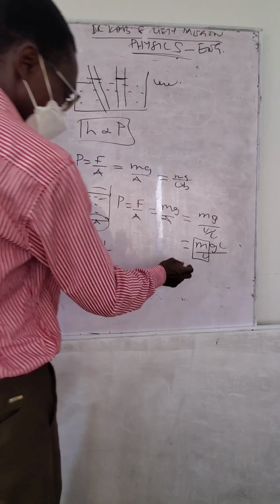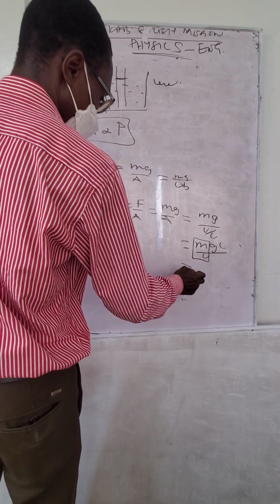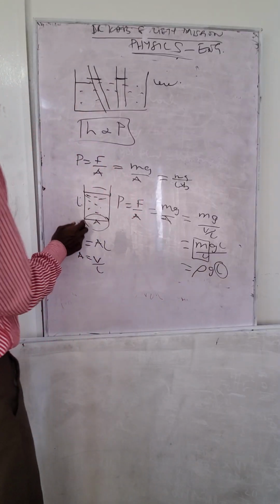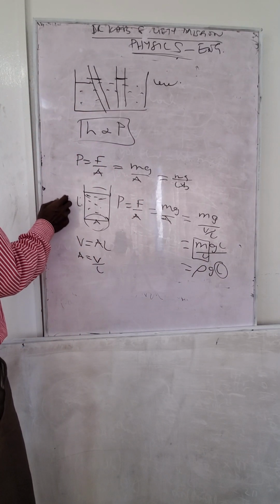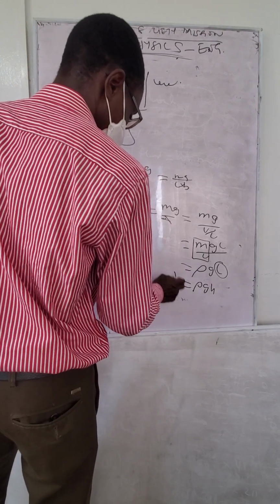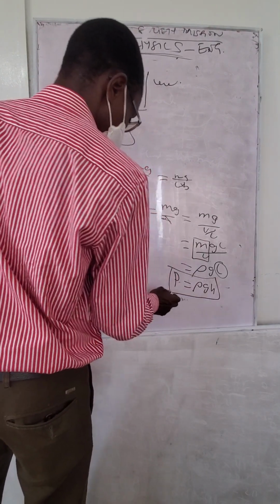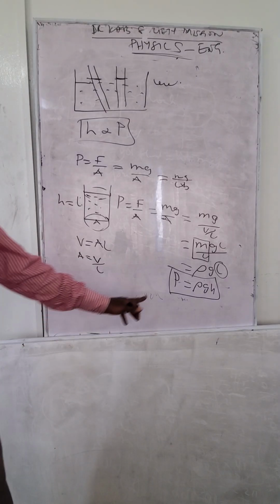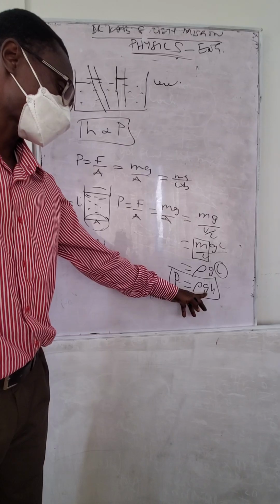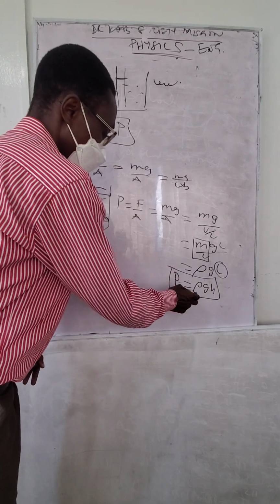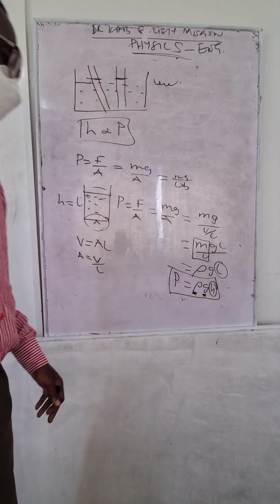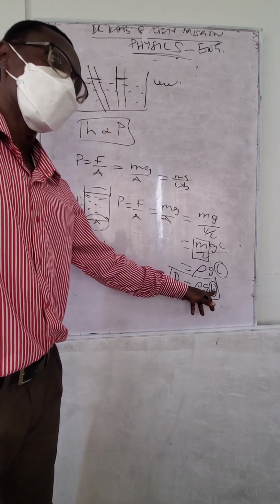This m over v is the same as density. Let's let this one be density. So you have this L. Now L here is the height, the column. So rho g h is the pressure of the fluid. So the pressure of the fluid is equal to the density of the fluid times the acceleration due to gravity times height. Because this is going to be constant for that fluid, and this is going to be constant, the height is the only variable. So pressure is directly proportional to the height.